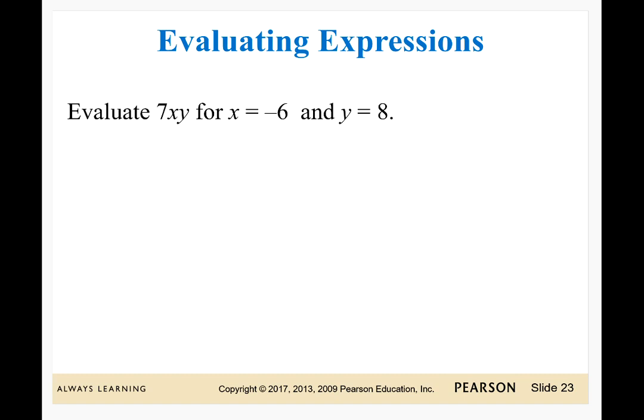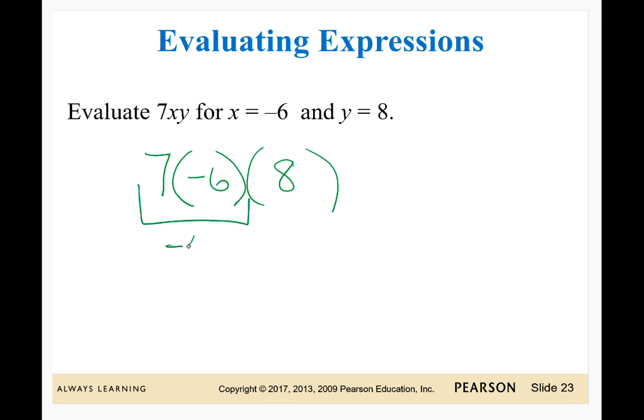Another expression that you need to evaluate, this time they do have variables. So first thing I'm going to do is take that expression, replace all the variables with parentheses. Instead of an x, I'm going to put a negative 6 right here, and instead of a y, I'm going to put an 8 right there. Notice this is all multiplying from left to right, so I'm going to go from left to right using order of operations. So 7 times negative 6 is negative 42.